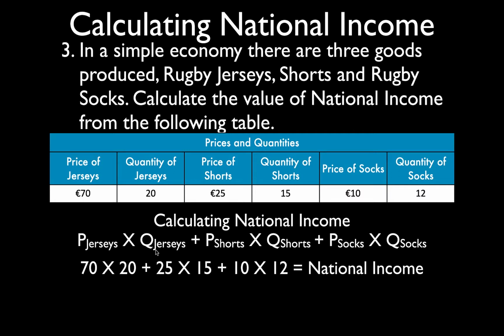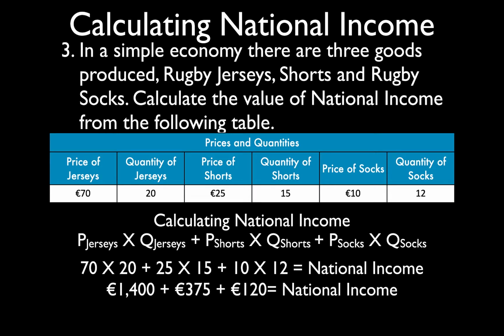But national income is not just the output of one good, but the total value of the output of all goods that were produced. The price of shorts is €25 each, so that's the value of one pair of shorts, and there were 15 shorts produced, so it's 25 by 15. That's the total value of rugby shorts that was produced. And the price of socks, which is its value, is €10, and there were 12 socks produced, so it's 10 by 12, and then you add up all of those.